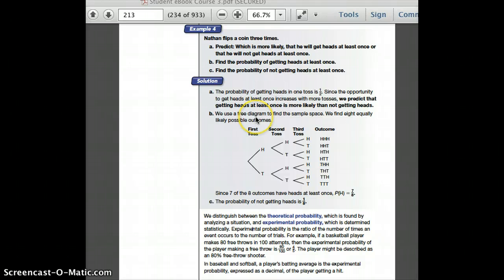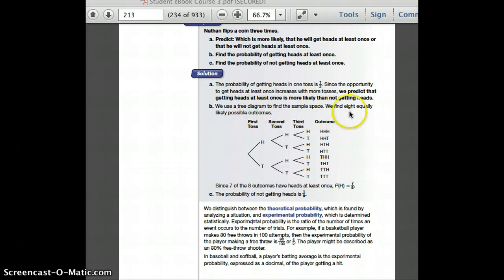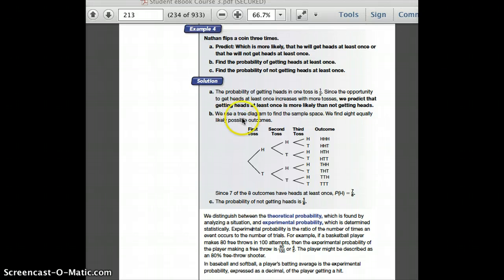We use a tree diagram to find the sample space. We find 8 equally likely possible outcomes. So he's doing the 3 tosses here. The first toss he's either going to get heads or tails. That's what this little tree thing is. On the second toss, he's either going to get heads or tails again. So after the first toss, where he got heads, he does it again. He's going to get heads or tails. Same thing with the tails. He's going to get heads or tails.